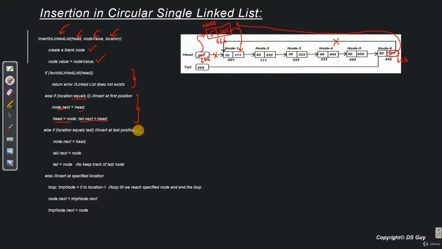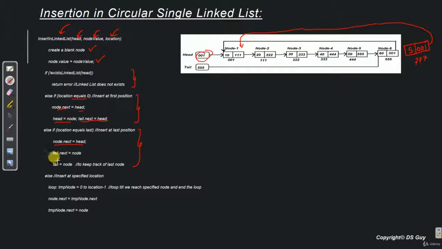Now let's say if you want to insert the new node at the last position, then the control goes in this else if block. So let's see what we have to do in that case. All that we have to do is node.next is equal to head. This is the node that we want to insert. The next reference of it needs to be updated with head. What is head? Head is 001. So we insert 001 here. As soon as we insert it over here, a link gets generated and it links the new node with node 1.